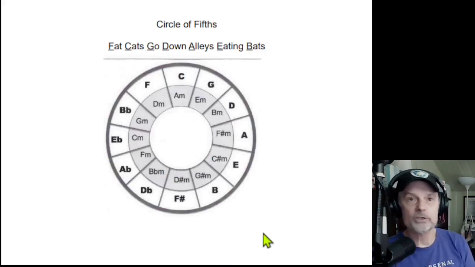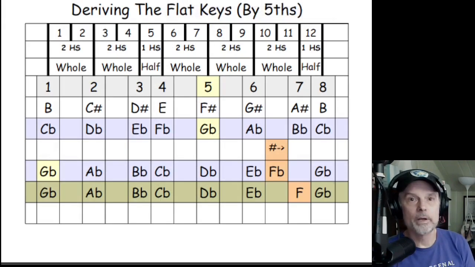Here's the circle of fifths again. It would be good practice to see if you can write this down from memory. Just remember the sequence: fat cats go down alleys eating bats. The more you study music theory, the more you will see this sequence. Now, I wanted to demonstrate that we could have generated the flat keys by fifths.